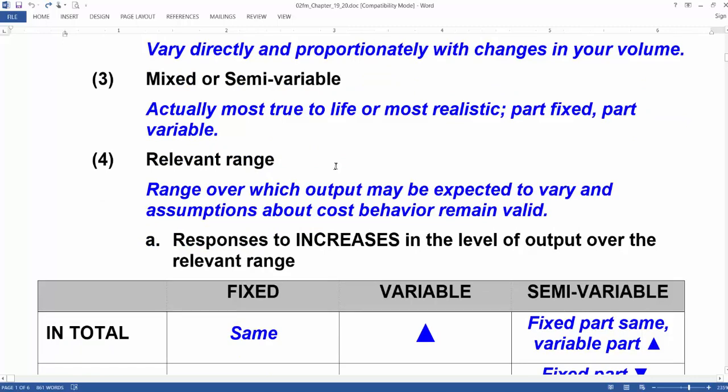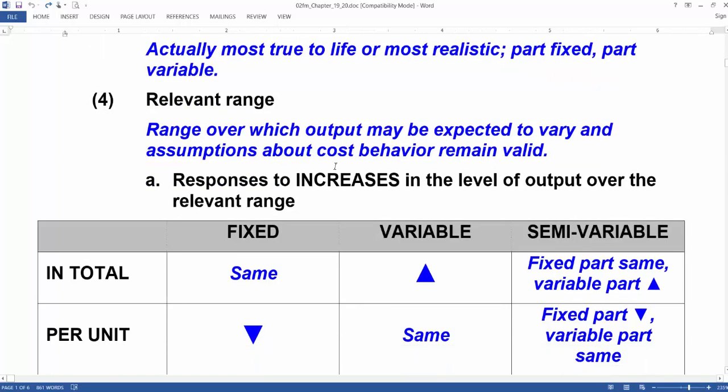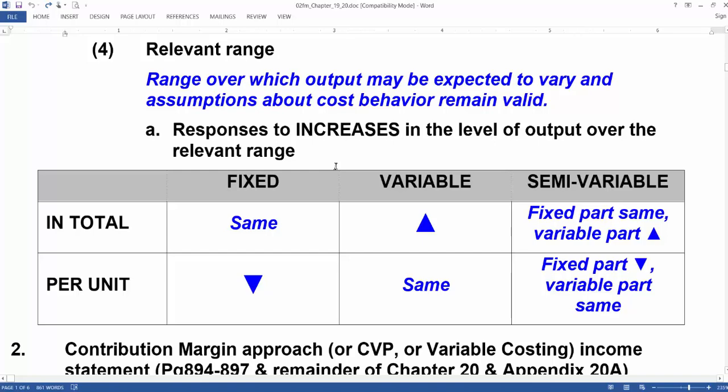Now, if we look at them per unit, fixed costs as you produce more will be less per unit because they'll be averaged over more units. Variable costs, however, will be the same. In the case of semi-variable mixed cost, the fixed part will want to go down, but the variable part will want to stay the same. So these are not exactly intuitive. You might want to pay special attention to them because that's how these costs can change.